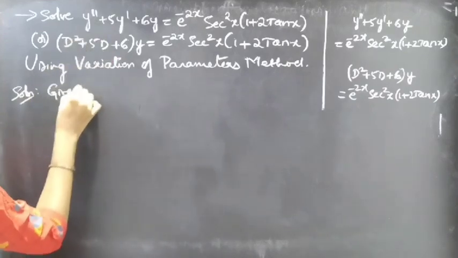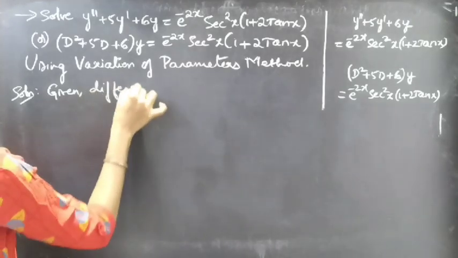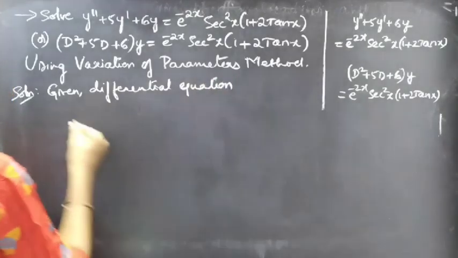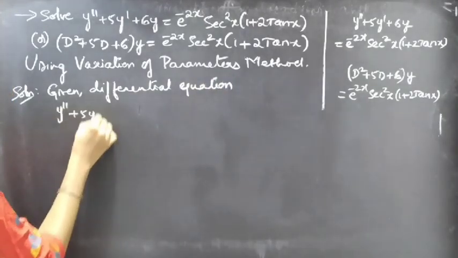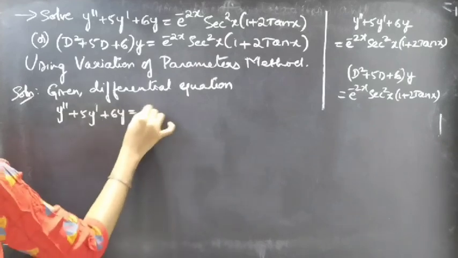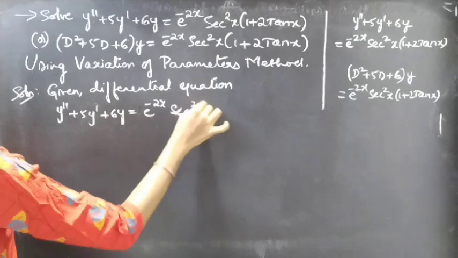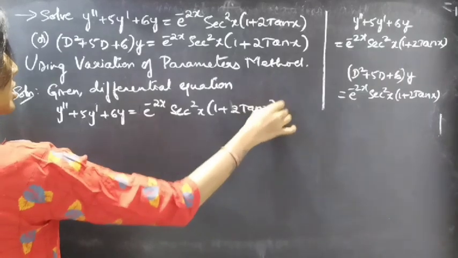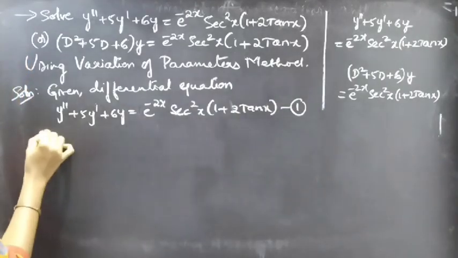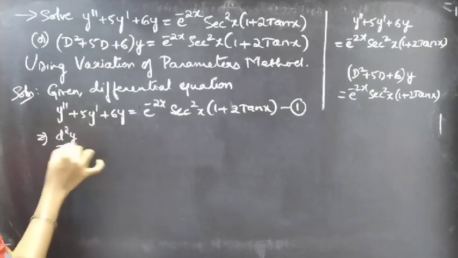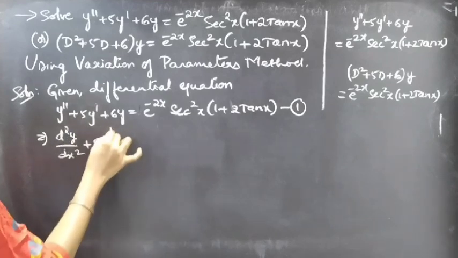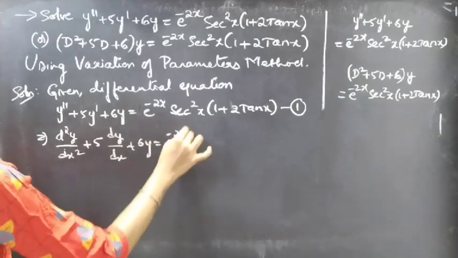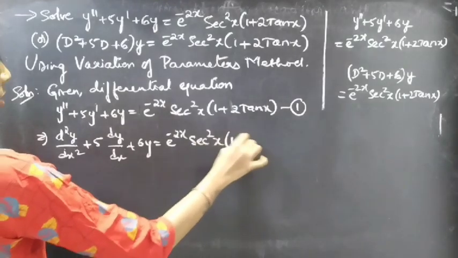Given differential equation, y double dash plus 5y dash plus 6y equal to e power minus 2x secant square x of 1 plus 2 tan x. Consider as equation number 1. We can write y double dash as d square y by dx square plus 5 into, write y dash as dy by dx, plus 6y equal to the RHS part, which remains the same.